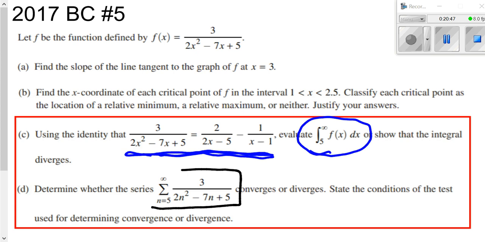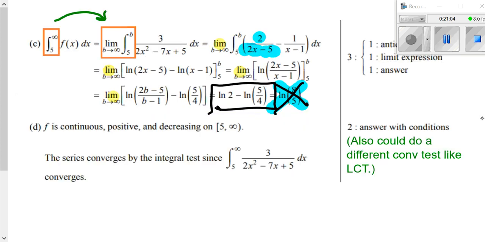Okay, now part D, which you maybe didn't have a chance to read yet, says determine whether this series, now this series is based on this, right? They're just now taking the sum of it. Okay, so determine if that series converges or diverges. Now, what would be the easiest way of doing that? Think of what you just did. Yeah, use the integral test.